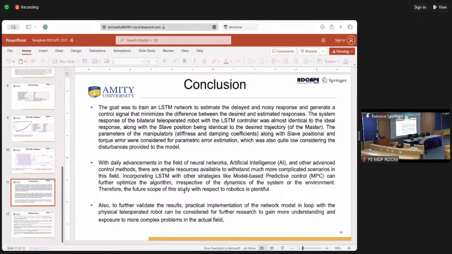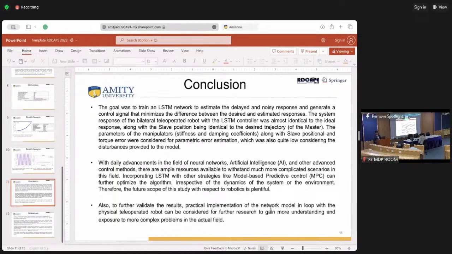This type of work uses an LSTM network on the delayed and noisy response and generates a control signal that minimizes the difference between the desired and estimated responses. This is a very good result for us, and it opens the gate to further use different types of AI models in our robotics research work, such as MPC, the predictive control mechanism, or other strategies with the help of different programs.